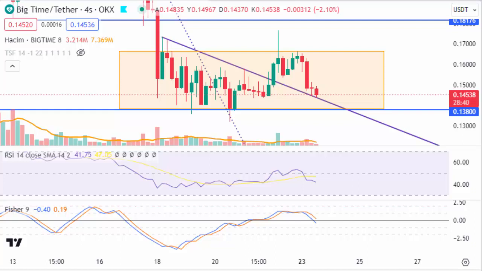Looking at the Fisher indicator, it's currently signaling a downward break, suggesting a sell signal. However, as the break occurred near the zero line, this should be considered a relatively weak signal. It's not a strong signal, but caution is still advised. We might see a price retracement until any significant upward break occurs.